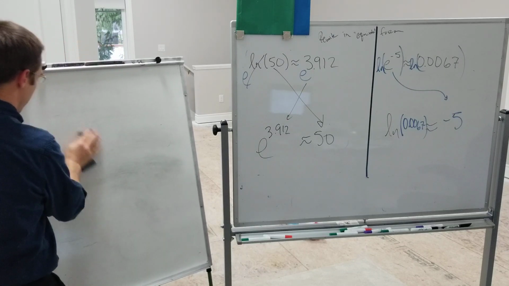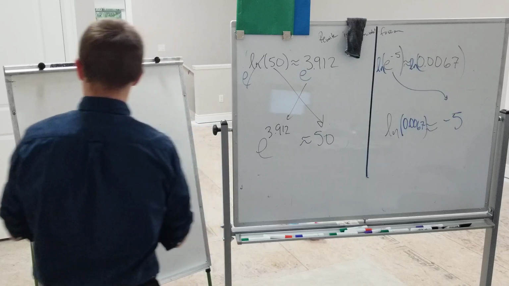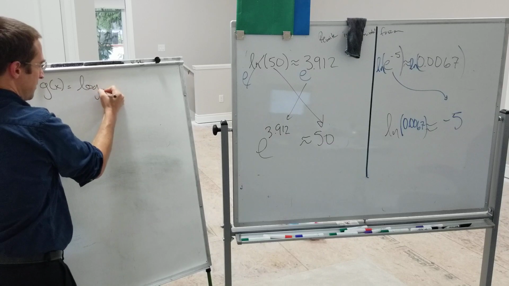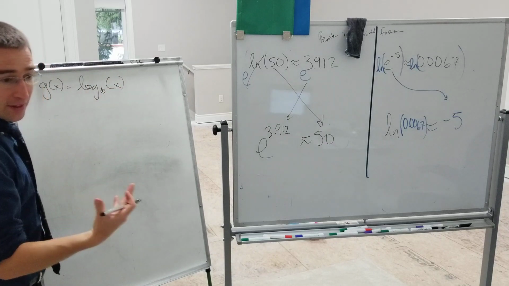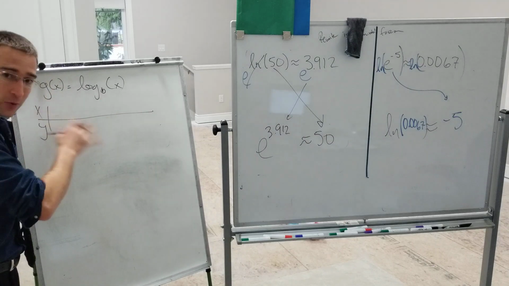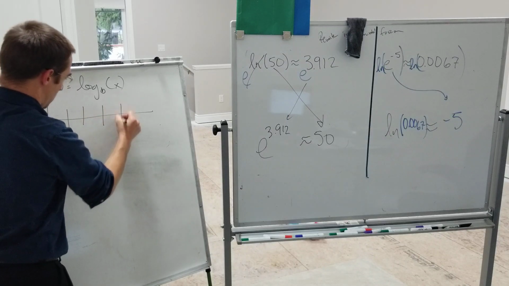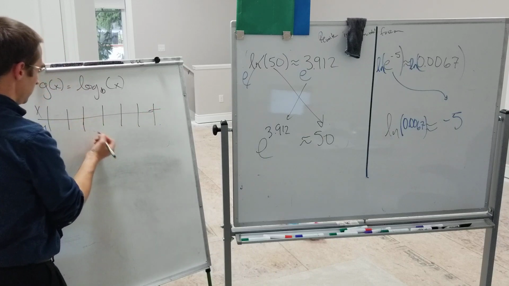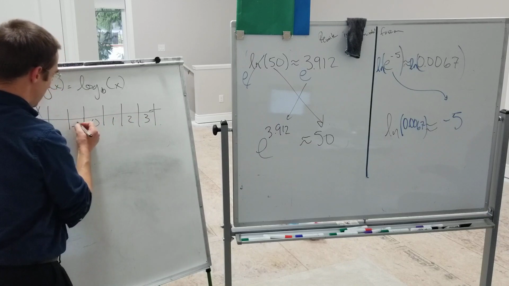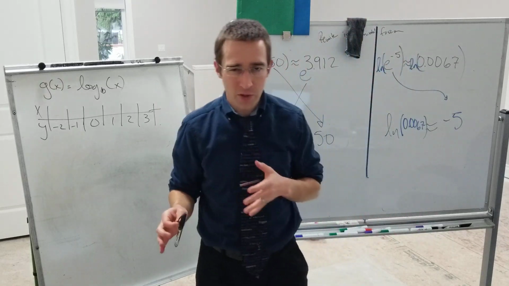All right, so in general, for any logarithm, if you have g of x or y equals log base b of x, and you want to graph this, you can always create this table. And this is for a non-transformed logarithm. So here we've got 0, 1, 2, 3, negative 1, negative 2. So the logarithm is the inverse of the exponential.